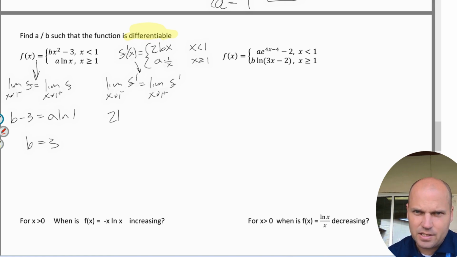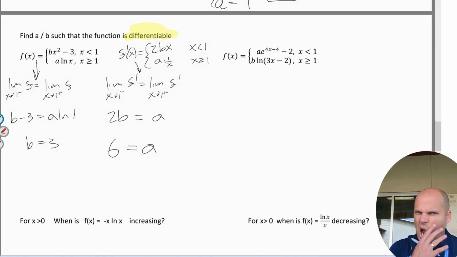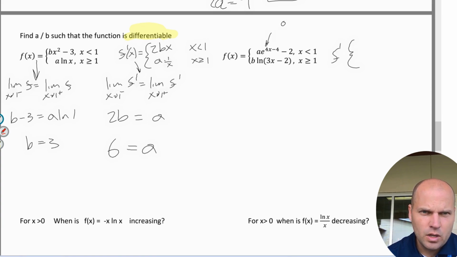And then here I get 2b equals a. Well, b is 3, so a is 6. Okay? This is interesting. Let's find the expression for your slopes. I need the slopes of a e to the 4x minus 4. I'm going to do outside and inside that. So I got e to the power and I got 4x minus 4.